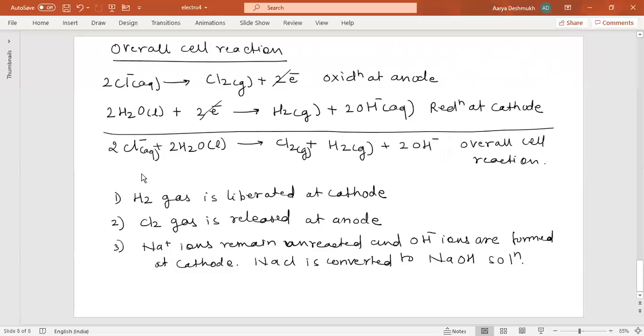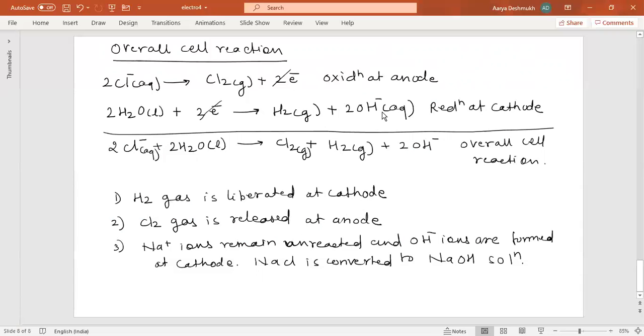So looking at this reaction, what is happening? There is a formation of Cl2 and H2 gas. So H2 gas is liberated at the cathode. You can see here, this is the reaction at the cathode. So H2 gas is liberated at the cathode and Cl2 gas is released at the anode. This is the reaction where the Cl2 gas is liberating at the anode.